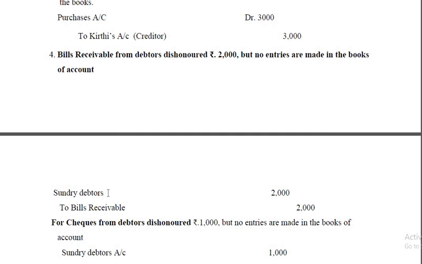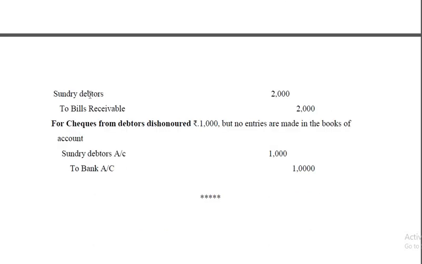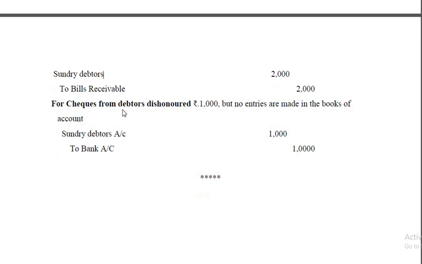Sundry debtors account to bills receivable account. Sundry debtors account is a debit balance. Further debit means add. Bills receivable account is also a debit balance but credited here. That means it should be deducted.